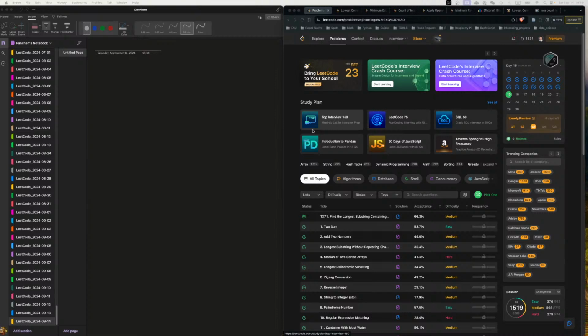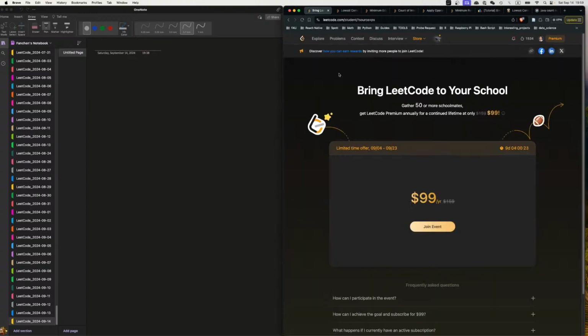Yeah, I think LeetCode is trying to bring in more money. They have this "bring LeetCode to your school" offer. It says bring 50 or more schoolmates, then your annual LeetCode premium price will drop from $159 to $99.